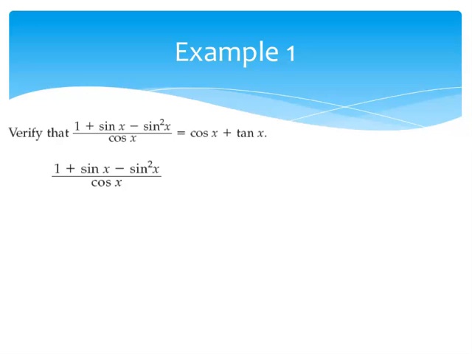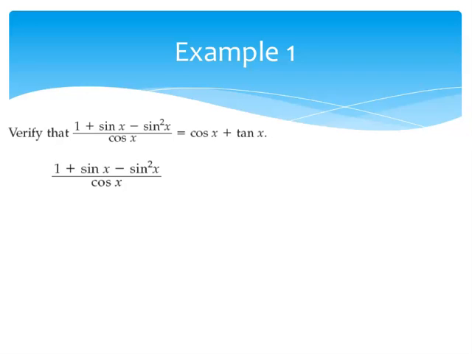The nice thing about this is that you do know what you want to get at the end, right? So unlike a lot of math problems where you're trying to get to the answer, you don't know whether or not your answer is right or not. With proofs, it's nice because you know what you're trying to prove. You know you're trying to show this is equal to cosine of x plus tangent of x. It's just a matter of getting there.